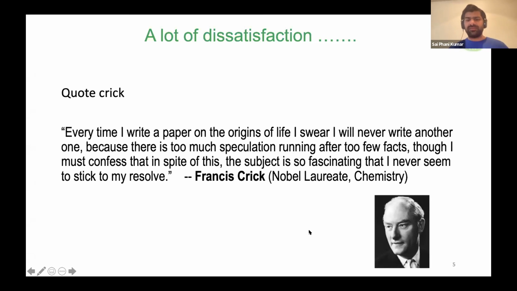Yes, there are so many speculations, but there are few facts known, because there are so many things which are still unknown, and it's still a mystery to carry out origin of life research. "Though I must confess that in spite of this, the subject is so fascinating that I never seem to stick to my resolve." Though many times he tried to write an article on that, still this is so fascinating, because you cannot leave without questioning how did life originate on this earth.